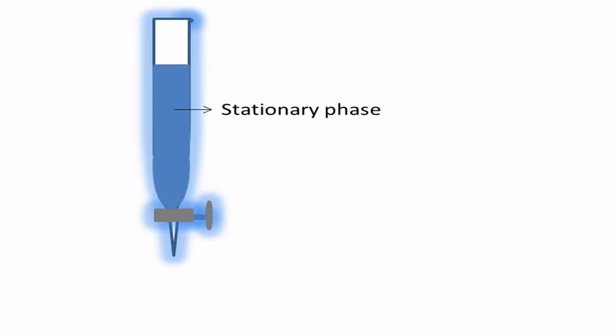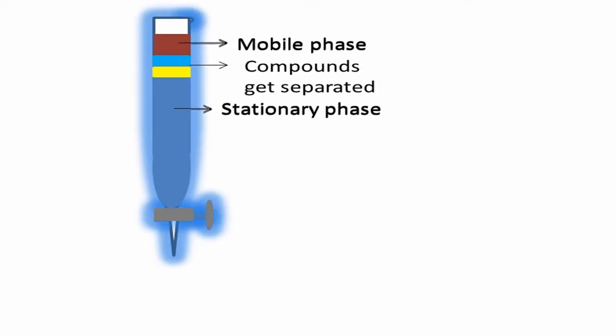This is our column. We are packing it with adsorbent, or the stationary phase. Next, we are introducing the sample. The sample is nothing but the mixture of compounds. Next, we are introducing the mobile phase. The mobile phase carries the sample through the stationary phase, and as a result the sample components get separated.